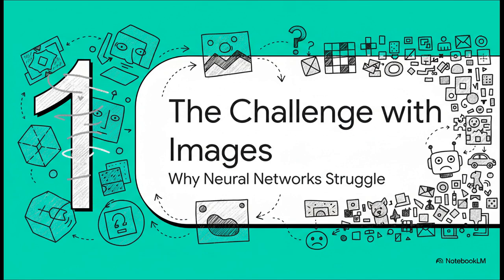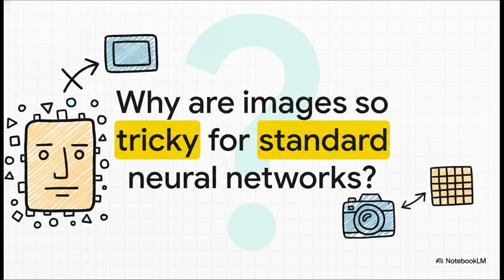All right, before we jump into the solution, we have to really understand the problem. So let's start with the big question. Why are images so incredibly hard for a standard AI model to get right? Look, standard neural networks are amazing tools, don't get me wrong, but they have this one fundamental blind spot when it comes to visual data. They weren't built to see the way we do.